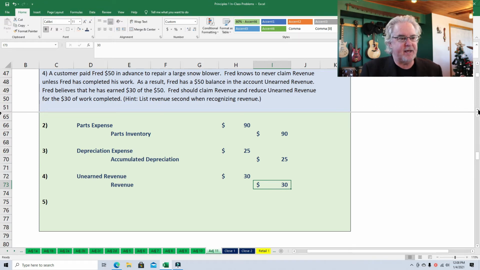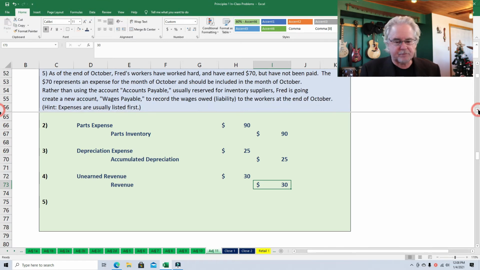So coming down to the last entry. So as of the end of October, Fred's workers have worked hard and have earned $70 but have not been paid. The $70 represents an expense for the month of October and should be included in the month of October. All right, so we've got an expense happening. So guys and gals, we're going to list expenses first.